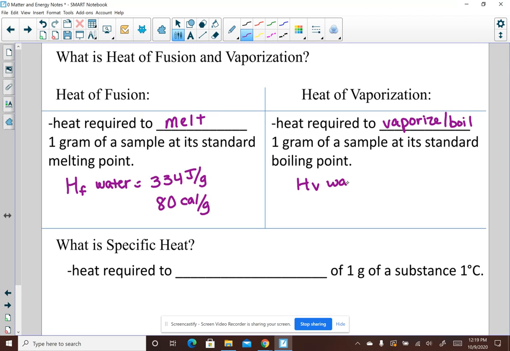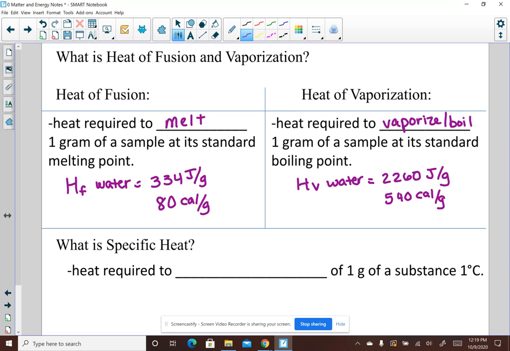Okay, the abbreviation for heat of vaporization is HV. And again, for water, you have to know these two values. In joules, it takes 2,260 joules of heat to boil 1 gram of water. That's what that means, joules per gram, or 540 calories to boil 1 gram of water. Okay, so HF and HV are going to pop up in these formulas that we talk about next.